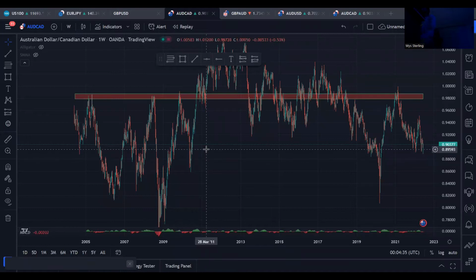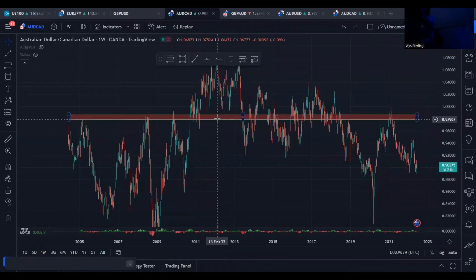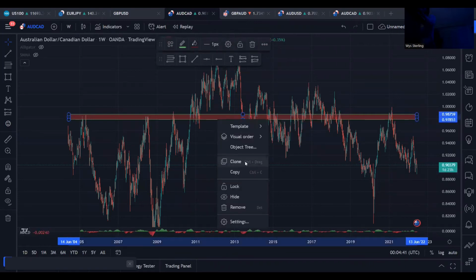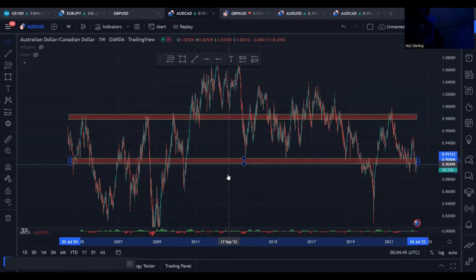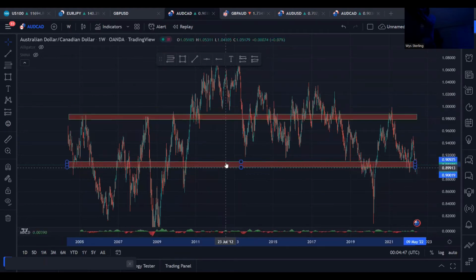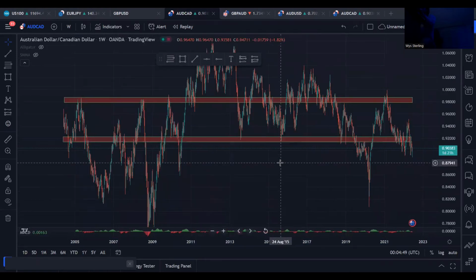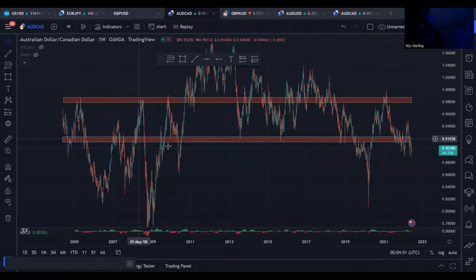So let's put another one right here. In order to make this simple, let's clone this one. Right click, click on clone, and drag it down here. I think here is okay. As you can see, we have a touch here, here, here, here, and here too, showing us that this particular line is valid.